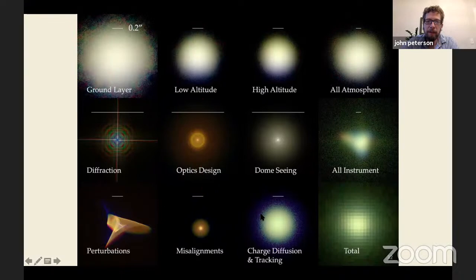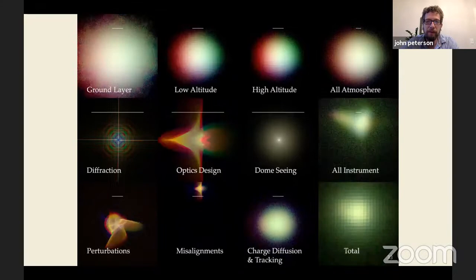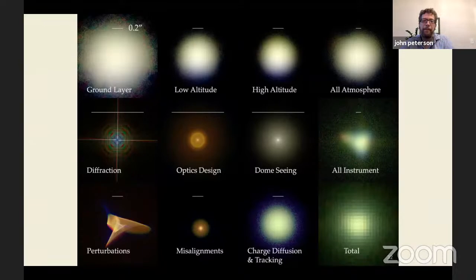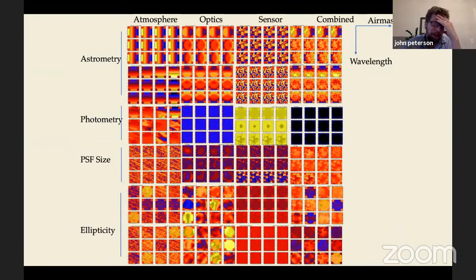So here is at a different place in the field. All this is varying across the field. You can see the dispersion and the optics and perturbations being correlated, but not perfectly correlated. So you can really get into the details. You can even go further and think about how each of these things, atmosphere, optics, sensor, or groups of them together, affect astrometry, photometry, PSF size, PSF ellipticity. And this depends on air mass and wavelength and other variables. But there's tons of studies you can do like that.